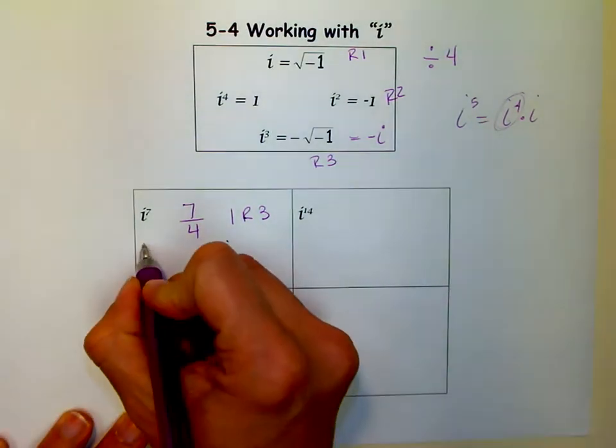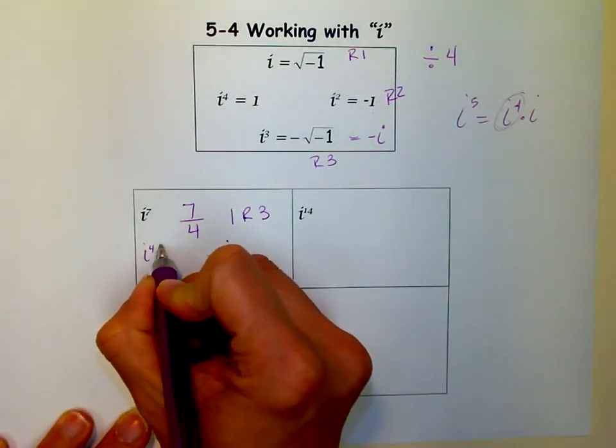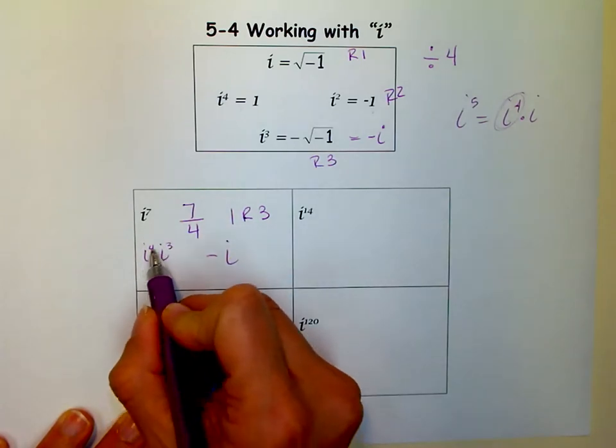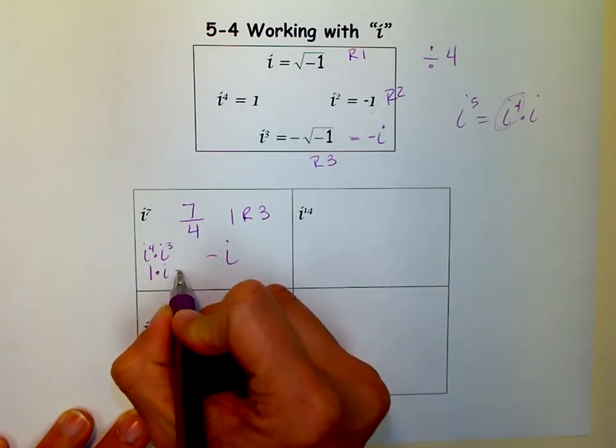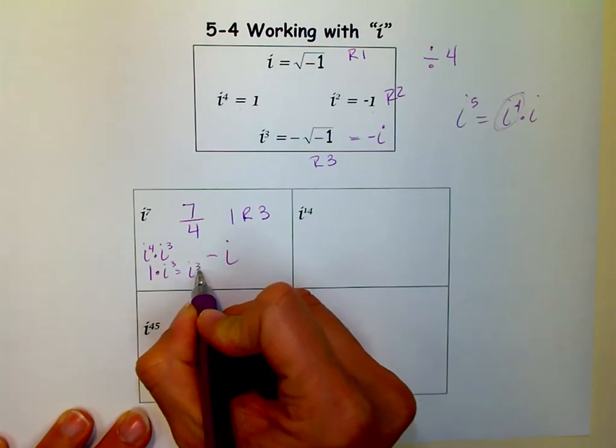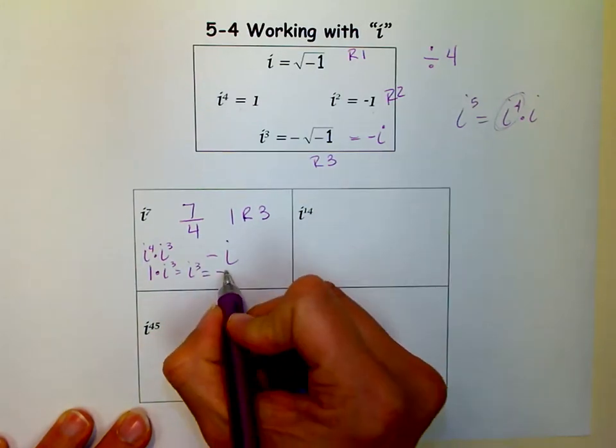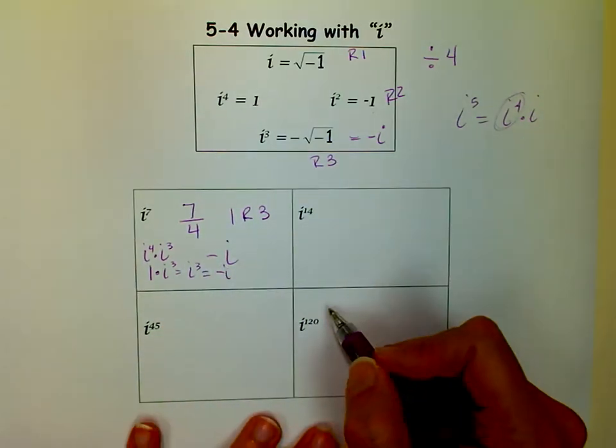Now you could split it up and say i to the 4th times i cubed. i to the 4th is 1, so you'd have 1 times i cubed, which is just i cubed. And then we know that i cubed is -i. But I like the remainder thing better.